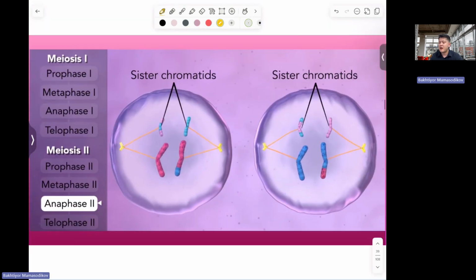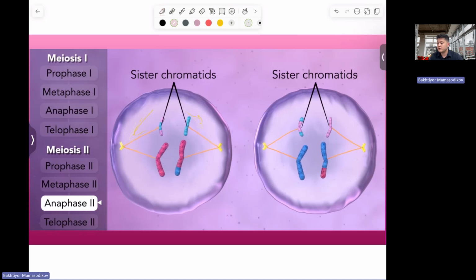So what's happening in the anaphase II? Here the centromeres are finally splitting, you see? The centromeres, which were attaching two sister chromatids together, have now split. So the sister chromatids are separating and moving to the opposite poles, okay?